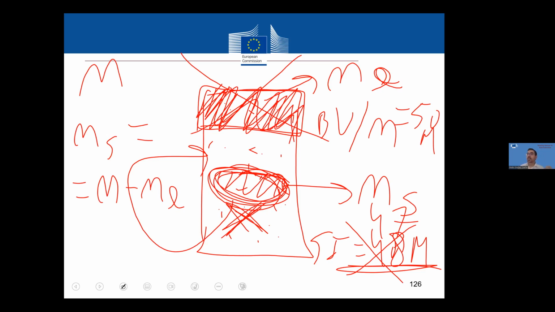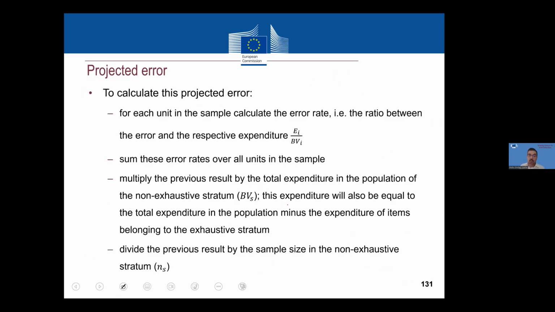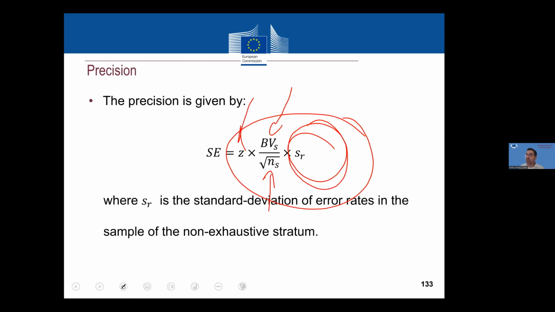Why? For reasons that you understand. The high value part of the population is not contributing to precision at all. It does not contribute with any uncertainty because I have audited the whole list of operations. There is no doubt about it. The only uncertainty comes from the selection of this sample here, and because of this, all the calculations in precision are exclusively based on data coming from the part of the sample that corresponds to the low value items of the population.